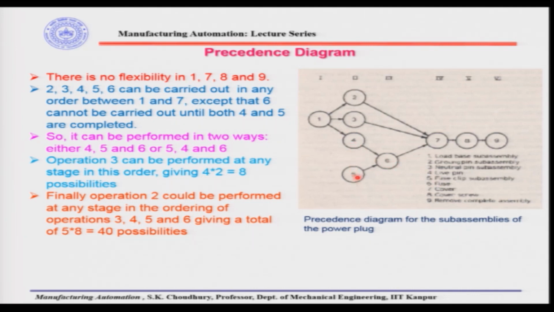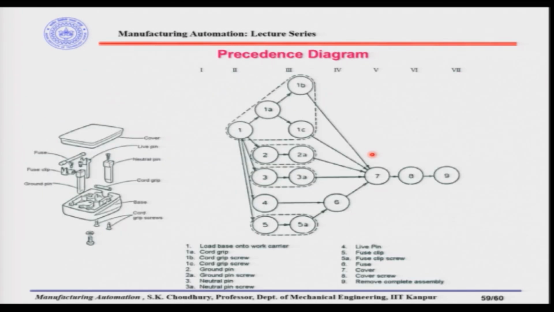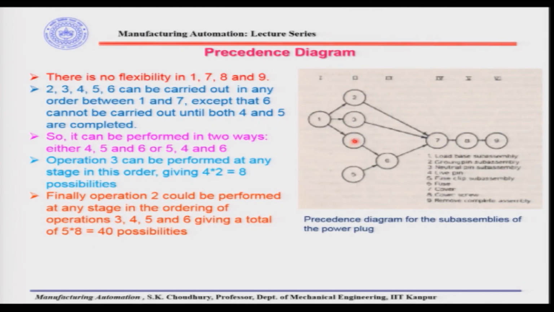So, that is why it is said that 6 cannot be carried out before 4 and 5 are completed. Next, it can be performed in two ways, like 4, 5 and 6 or 5, 4 and 6, meaning that we can do the fuse clip first, then the live pin, or the live pin first, then the fuse clip, and then the fuse can be inserted. So, there are two ways of doing that: first 4 and then 5 then 6, or first 5 then 4 then 6.